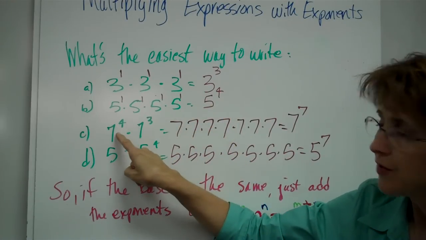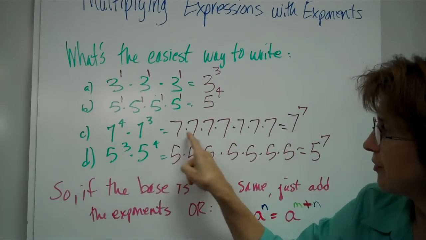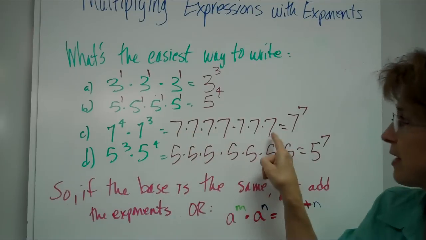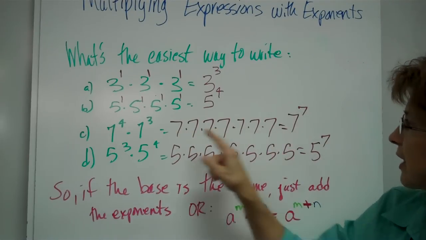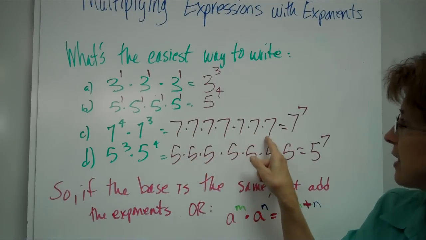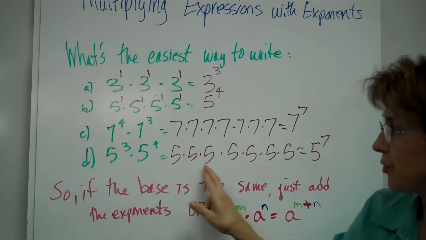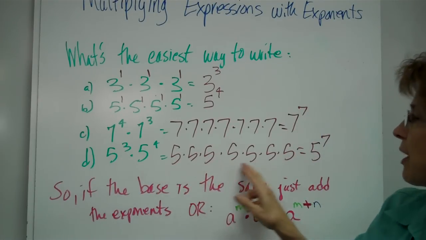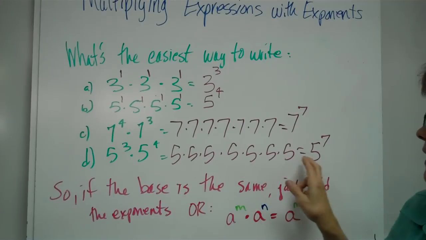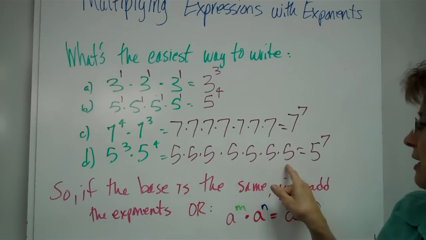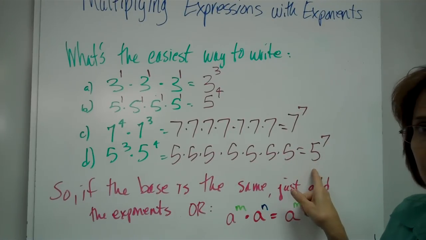So similarly, 7 to the fourth means 4 sevens, and then 3 sevens, all multiplied together. Well, if I count 1, 2, 3, 4, 5, 6, 7, that's 7 to the 7th power. And the same thing for the 5s. I've got 3 here. I write down 5, and I multiply it by 5 more, multiplied together, and I get 1, 2, 3, 4, 5, 6, 7 5s, 5 to the 7th power.